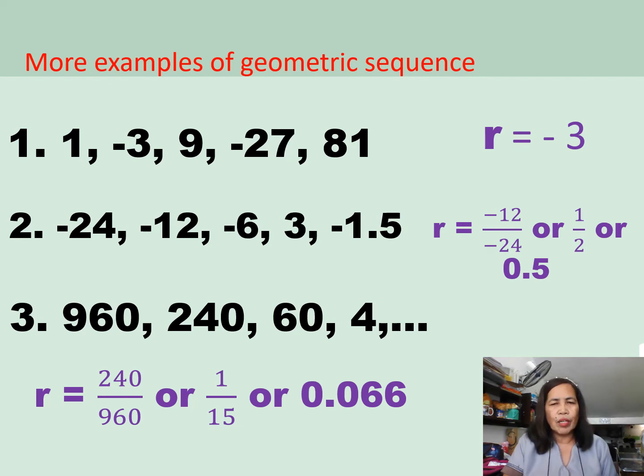So the terms are negative. And then here the geometric sequence is in decreasing order. So you notice that the ratio becomes a fraction. If it is increasing order, the ratio is a whole number.